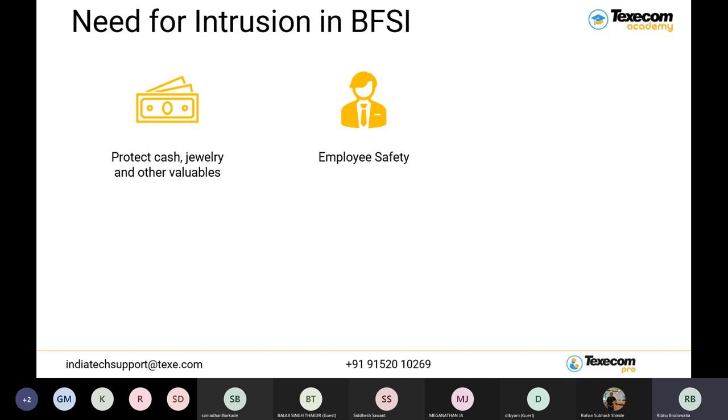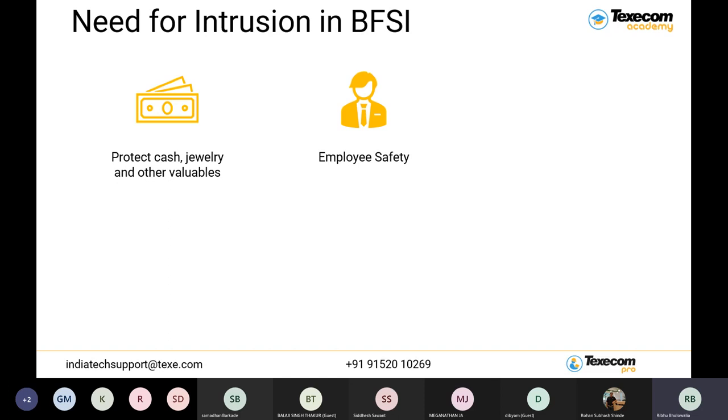Then employee safety. What do you mean by employee safety? As you all know, in the banks, sometimes, in rural areas or in urban areas also, during the daytime, a robbery or theft may happen, or there may be danger to the employee. The intrusion alarm system helps that particular employee to protect himself. How? Just take one example. If a bank is running during the daytime, and robbers come inside the bank with arms, with a pistol or maybe a knife or anything, and threaten the manager or the cashier to take out all the cash.